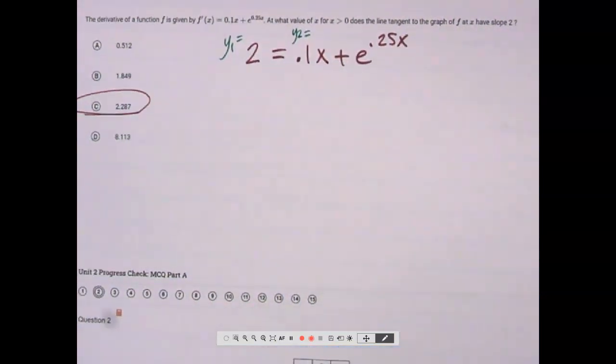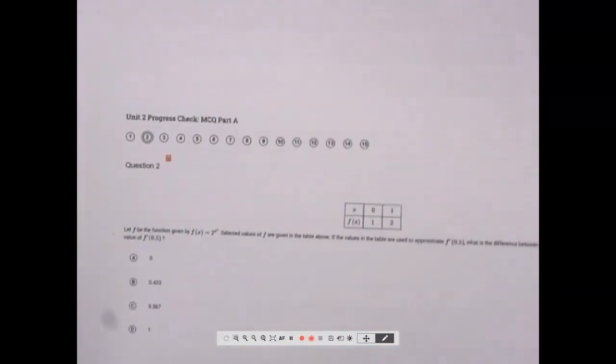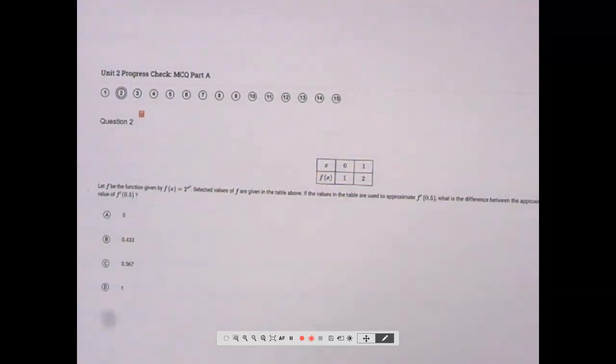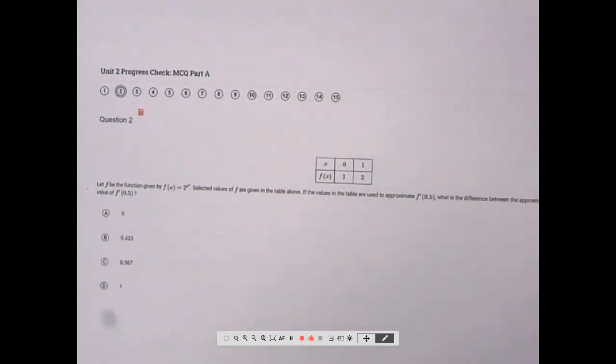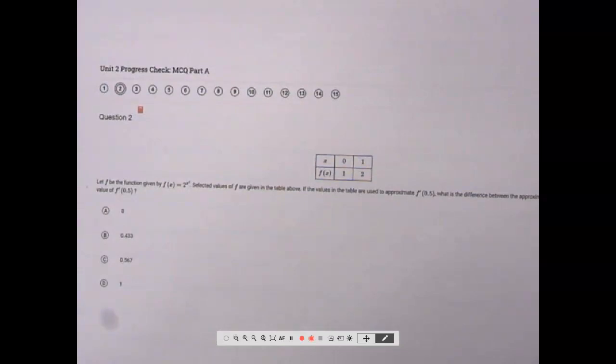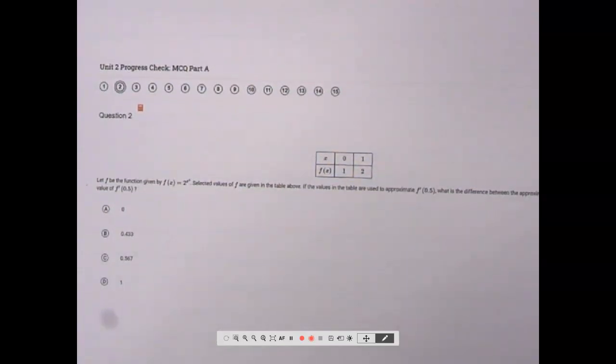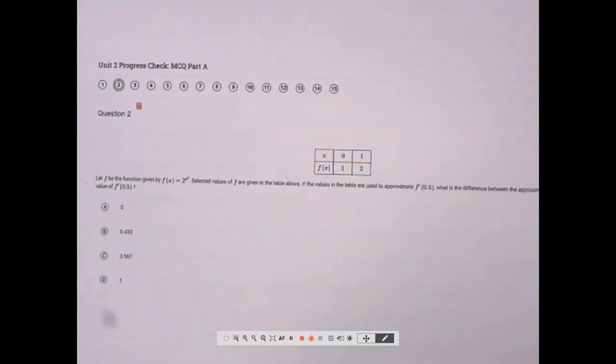All right, next one also has a little calculator by it. So let's see what it says. Let f be the function given by f of x. Selected values of f are given in the table above. If the values in the table are used to approximate f prime of 0.5, what is the difference between the approximation and the actual value of f prime? Okay, read through that again. See if you can figure out what we need to do.